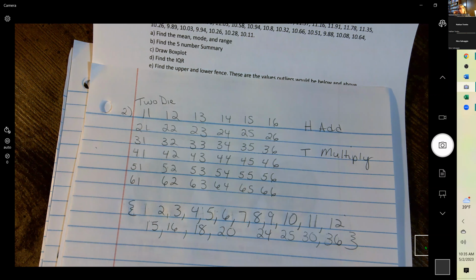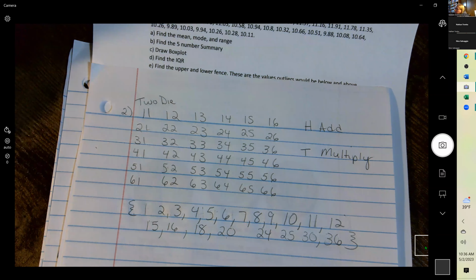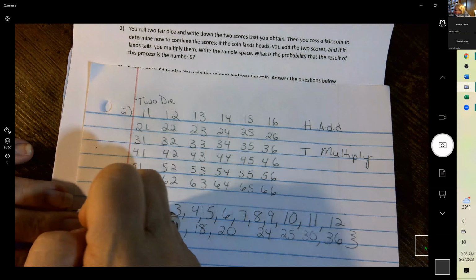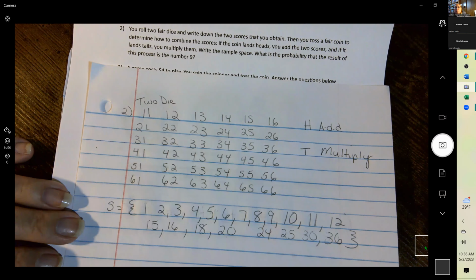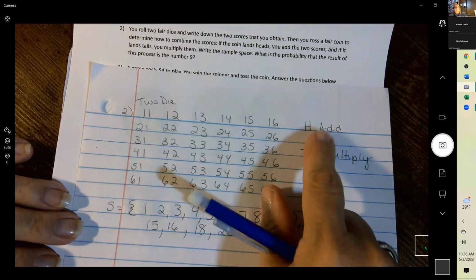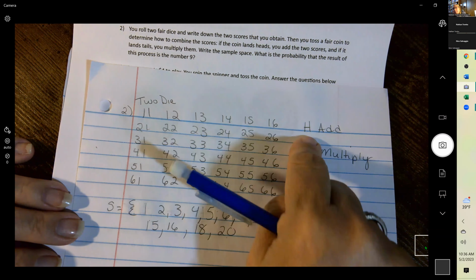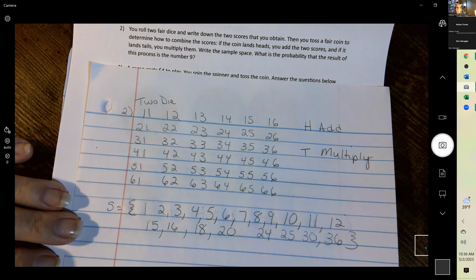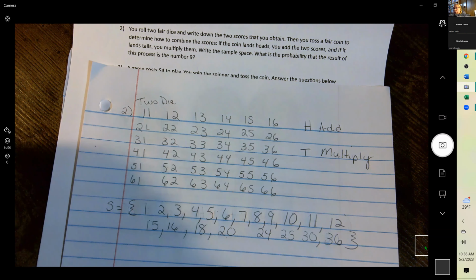Any questions on that? So these would be your sample space. We would roll 2 die and toss a coin. If it's heads, we add whatever we rolled. If it's tails, we multiply. Any questions?